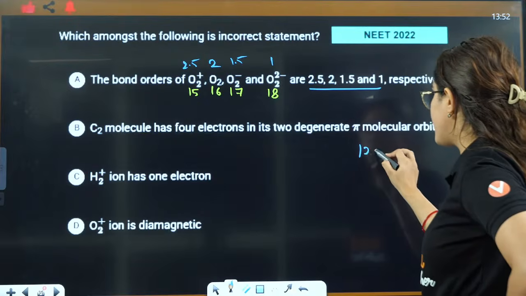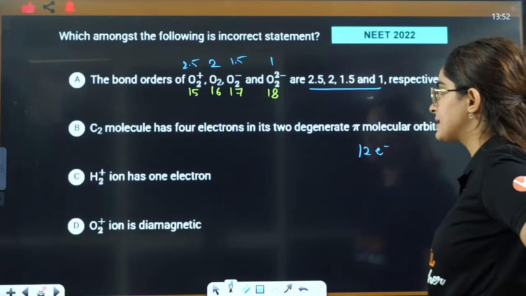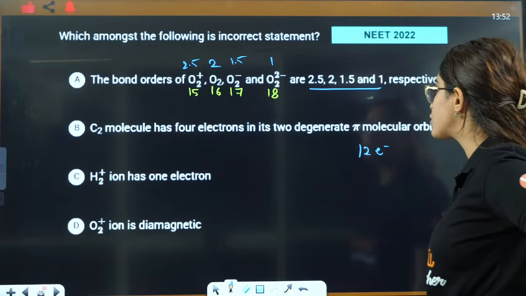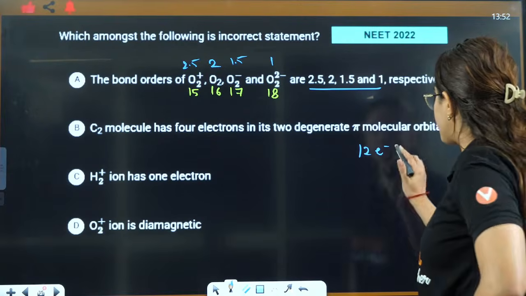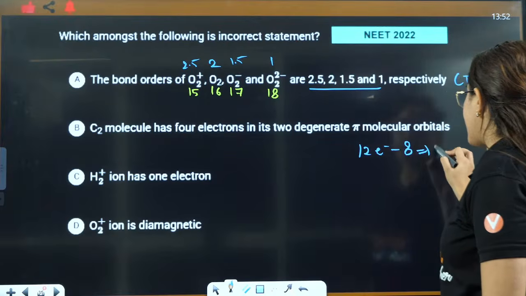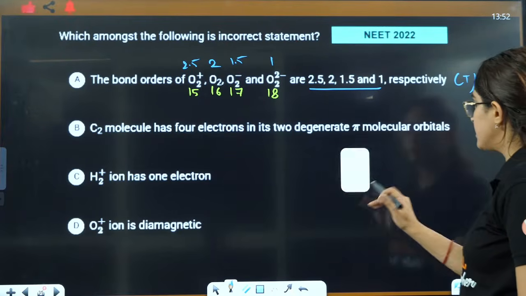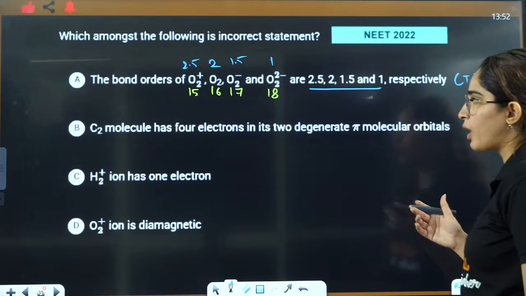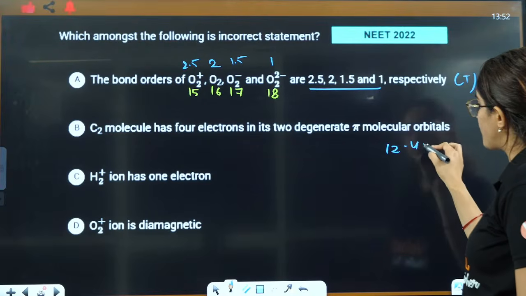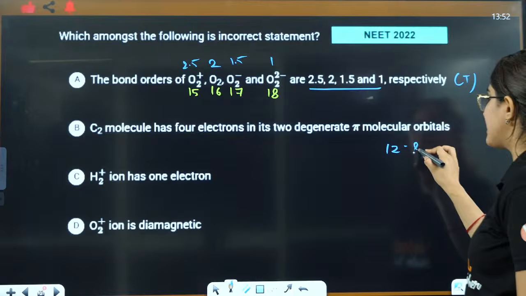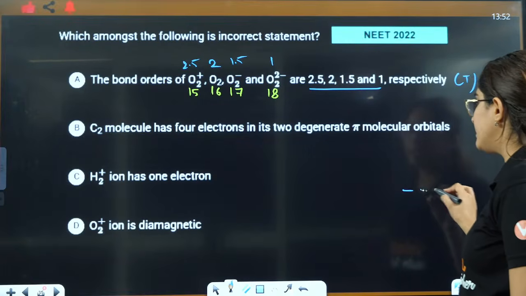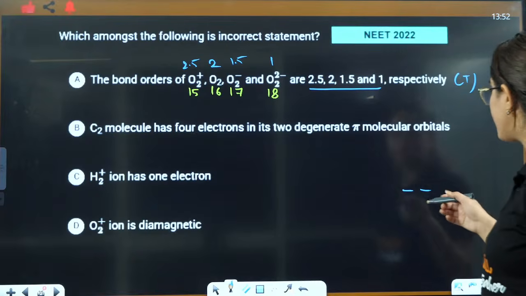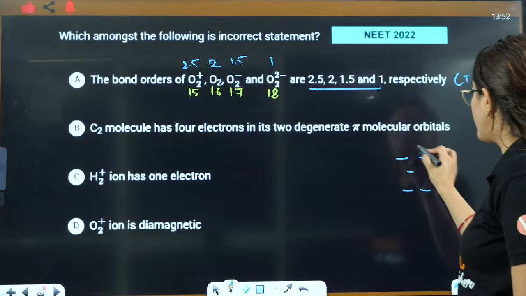C2 is actually 12 electrons, right? 4 electrons in its 2 degenerate pi orbitals. Degenerate means of the same level. 12 minus 8 is 4 electrons. So here it will be less than 12, that means 2, 1, 2, 1.